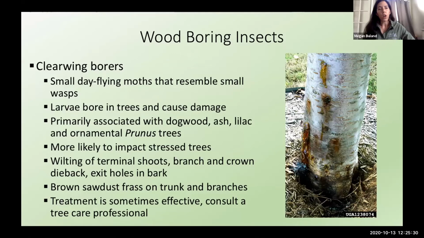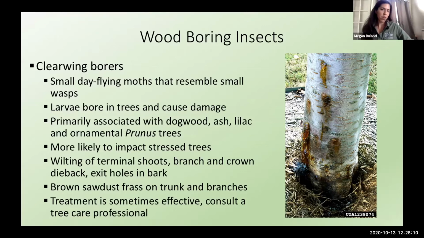Clearwing borers are another type of borer that can impact landscape trees. And although most borers are going to be beetles, these guys are an exception. These are little moths that kind of resemble wasps. So they're actually in that same family with butterflies and the big pretty moths that you think about, but they're these tiny little moths that look more like a wasp than they do like any kind of a moth. The larvae, much like with the emerald ash borer, bore into the trees and cause damage. And they're primarily associated with landscape trees like dogwood, ash, lilac, and some of your ornamental plums and cherries, things in that Prunus group.